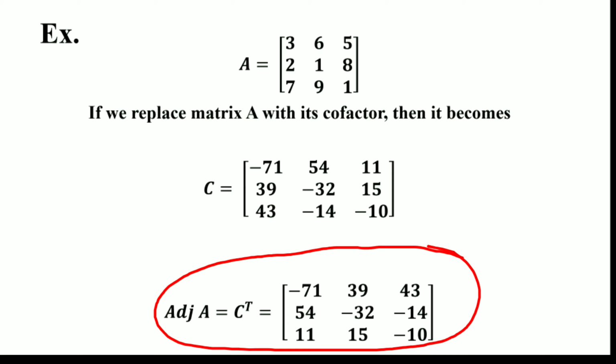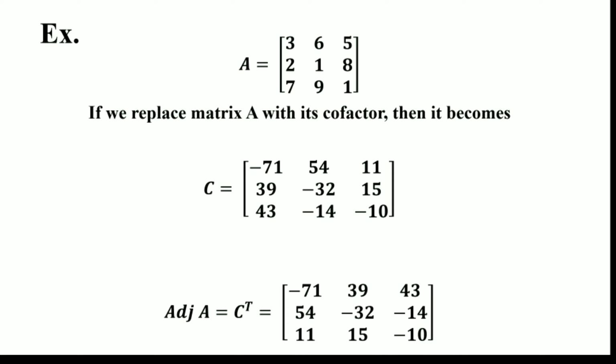Once again I am repeating: for finding the adjoint of a matrix, first we have to calculate the minors and cofactors, then find the cofactor matrix, then take the transpose of the cofactor matrix, and this transpose of the cofactor matrix is generally known as adjoint A. I hope you are clear about how to find the adjoint of a matrix.